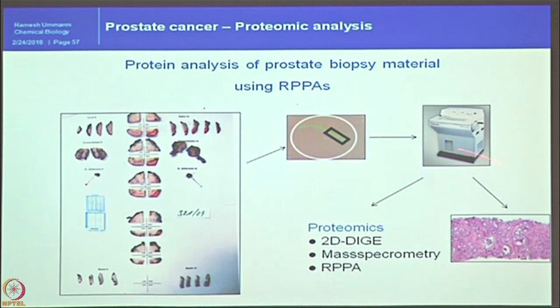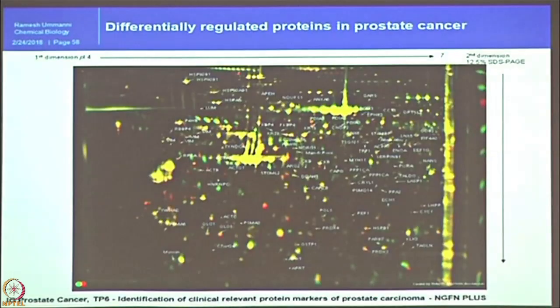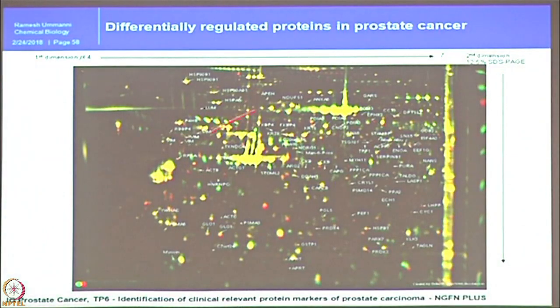But again here we did traditional 2D gels. Nowadays 2D gel is not so encouraging for people, not a very attractive method. In those days it was possible to do, and we did mass spectrometry. Finally we did RPPA. So these are the different proteins which are differentially expressed specifically in cancer patients compared to normal or benign prostate hyperplasia in the surrounding tissues. But again this list is around 112.